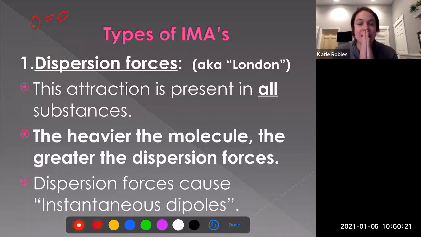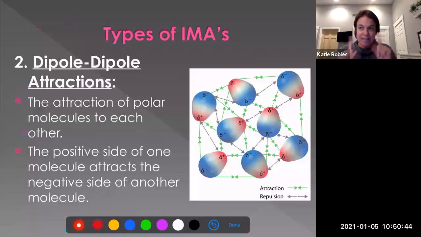So we call them instantaneous charges, or instantaneous dipoles is another fancy word for it. It just means that every once in a while in every single atom on the planet, there's going to be instantaneous opportunities that there's going to be a charge. Instantaneous polarity, instantaneous charge, instantaneous dipoles. That's the first type.